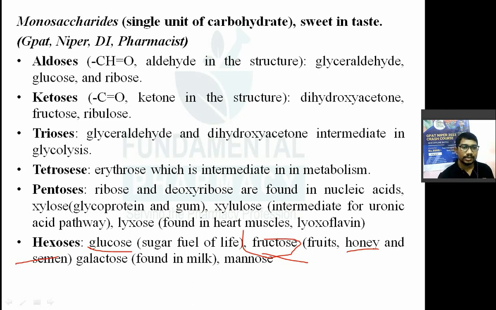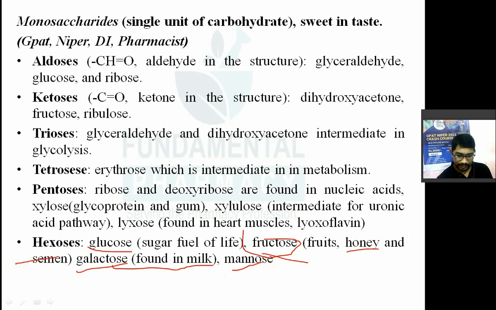Now galactose. Galactose is also a hexose sugar. Galactose is found in milk, so it is known as a milk sugar. And mannose is also a hexose sugar. Okay. So we have seen the monosaccharides.